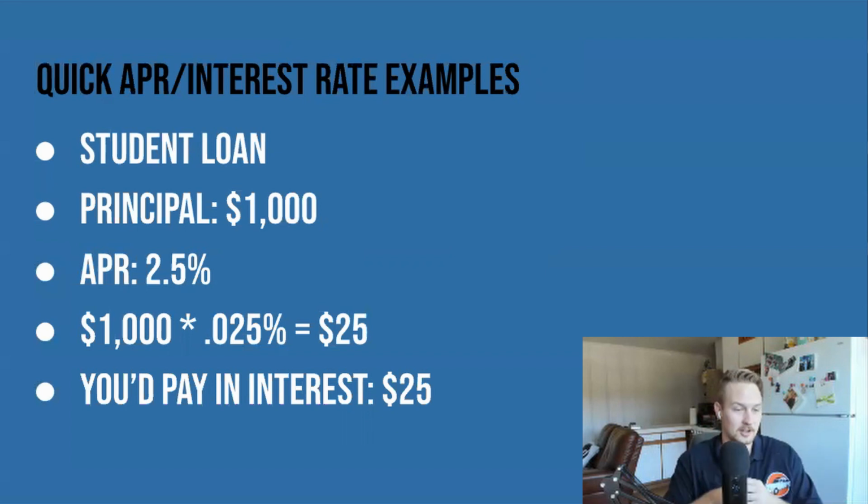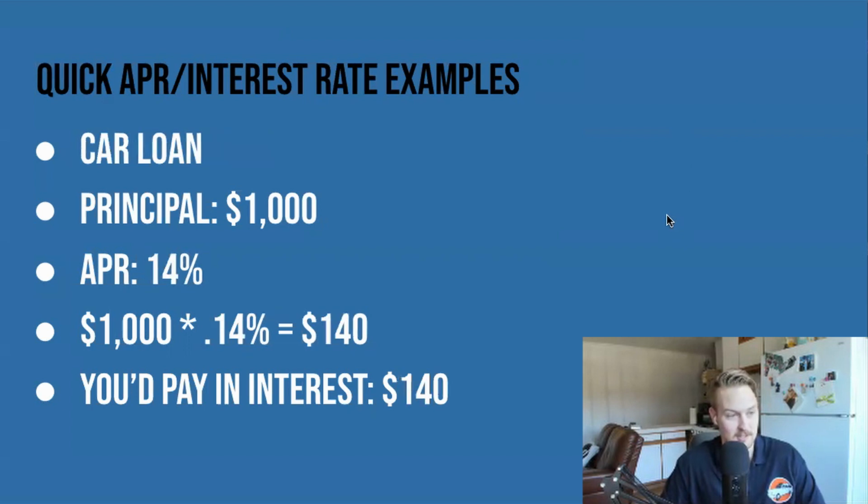Anyway, you got a student loan, your principal is $1,000, your APR is 2.5%. So over the course of the year, you're going to end up paying $25 in interest alone. That's $1,000 times the 2.5%. You get $25. So you're paying $25 in interest alone. That's just interest.